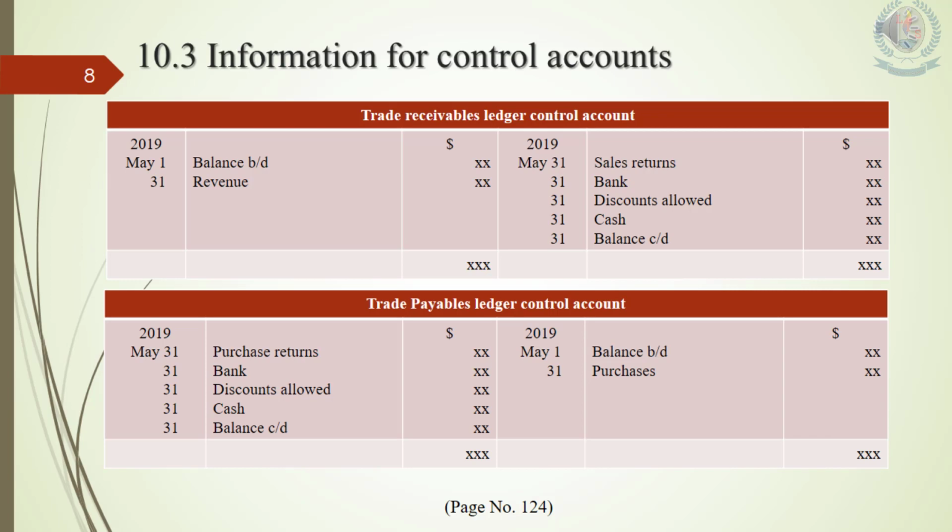Cash is the same. Discount received would be debited to the control account and credited to the discount account as it is an income. The total discount received will be taken from the credit discount column of the cash book. Balance c/d or the closing balance can be taken from the total closing balances of the individual accounts, or else we can balance the control account to calculate the closing balance.